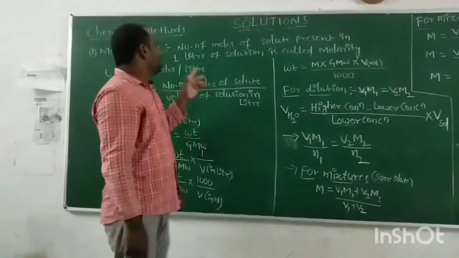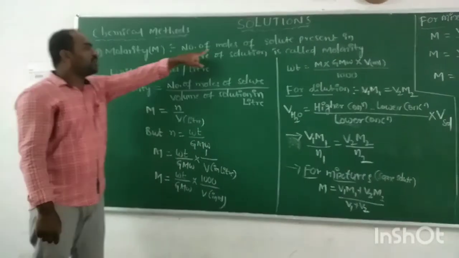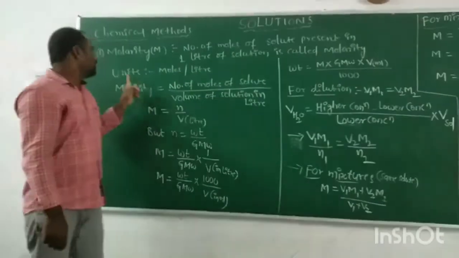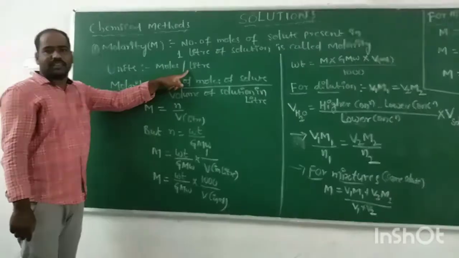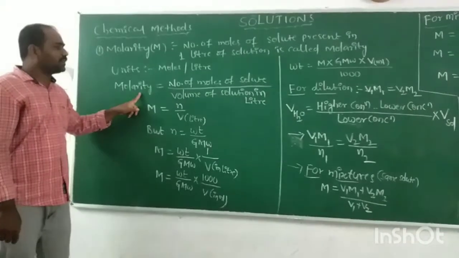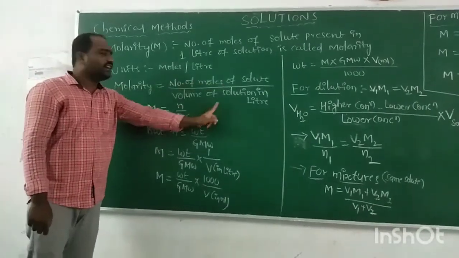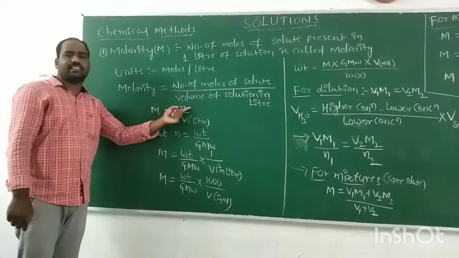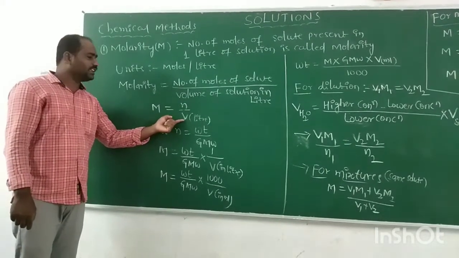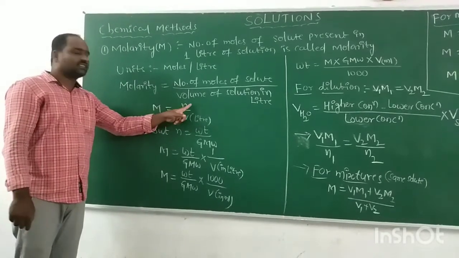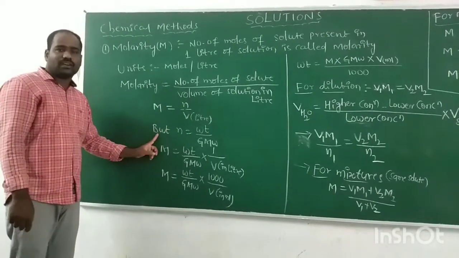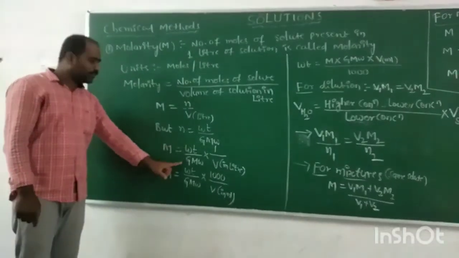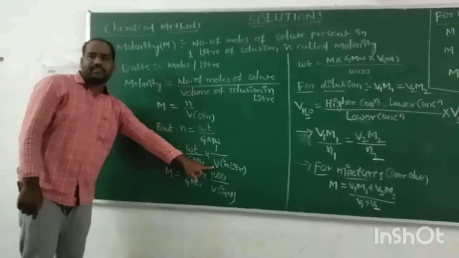Listen students, molarity is nothing but the number of moles of the solute present in 1 liter of the solution. The unit of molarity is moles per liter. Molarity is mathematically expressed as the number of moles of the solute by the volume of the solution in liter. We know that the number of moles is indicated with n, the volume of the solution is indicated with V, then M is equal to small n by V. But we know that the number of moles is equal to weight by gram molecular weight, then molarity is equal to weight by gram molecular weight into 1 by V in liter.